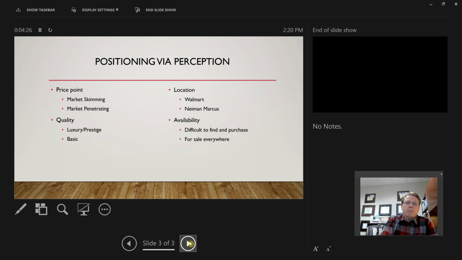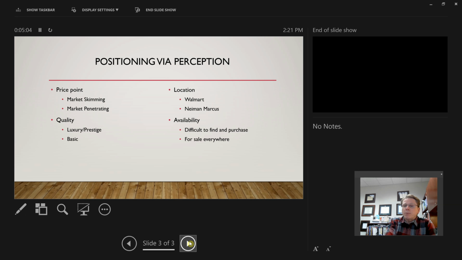So positioning versus perception. Okay, market skimming. When you do that type of price point, that's when you're coming in and charging a great deal for your product. A new iPhone, a new Galaxy phone. These would all be price skimming because it's the latest technology, or supposed to be the latest technology. And so they would come in at a very high price, and it comes from skimming the cream off of milk is where the saying comes from. And you're skimming the top profit margin because you're charging the most for it.